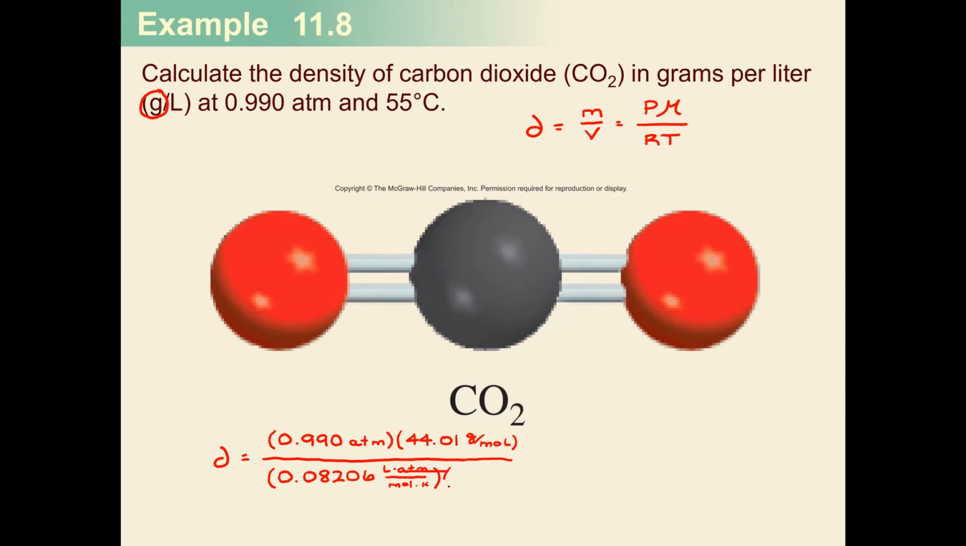And then finally, I need the temperature. Notice that I have 55 degrees C. That must be converted over to Kelvin, and you should get a value of 328 Kelvin. So let's go ahead and cancel some units. Our atmospheres and atmospheres will cancel, our moles and moles, and our Kelvin and Kelvin. Notice that you will get grams per liter, which is the unit that we want. So if I put all of these values into the calculator, I will end up with a value of 1.62 grams per liter.